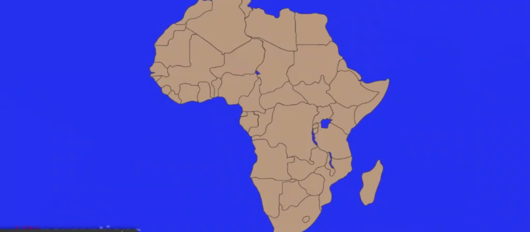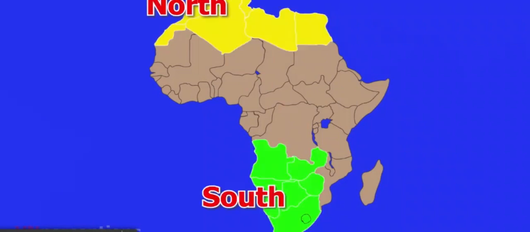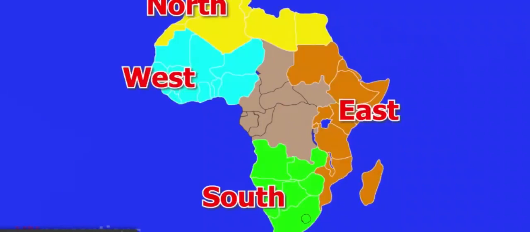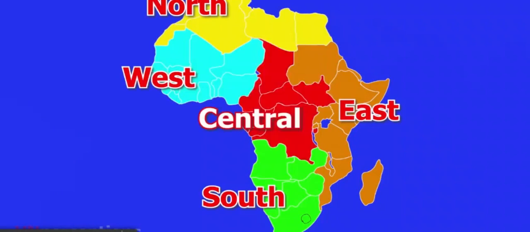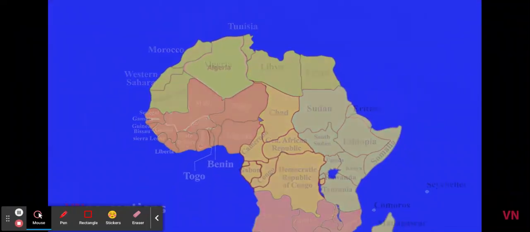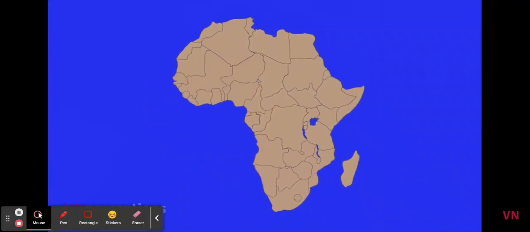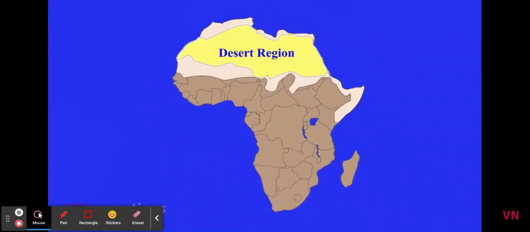This entire continent is divided into 5 regions, that is, North, South, East, West, and Central. Let us learn the names of the countries that lie within these 5 regions. Africa can be divided into many different regions. That is the desert region, which includes the Sahara Desert, Kalahari Desert, and the Namib Desert.